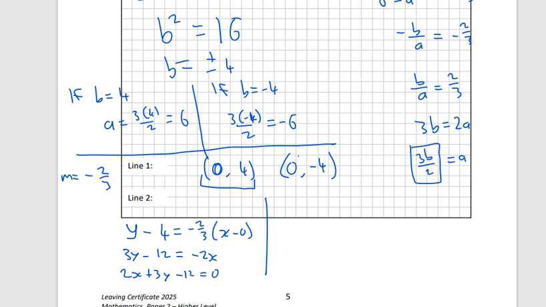And then if I use the point (0, minus 4), it's y minus minus 4, so that's y plus 4 is equal to minus 2 over 3 times x minus 0. So that's 3y plus 12 is equal to minus 2x. So we get 2x plus 3y plus 12 is equal to 0. And that's our two lines.